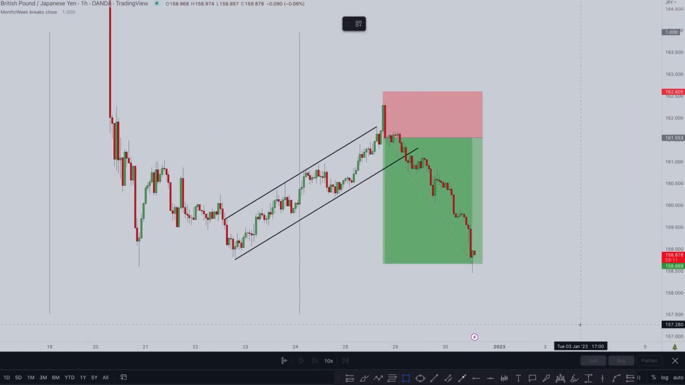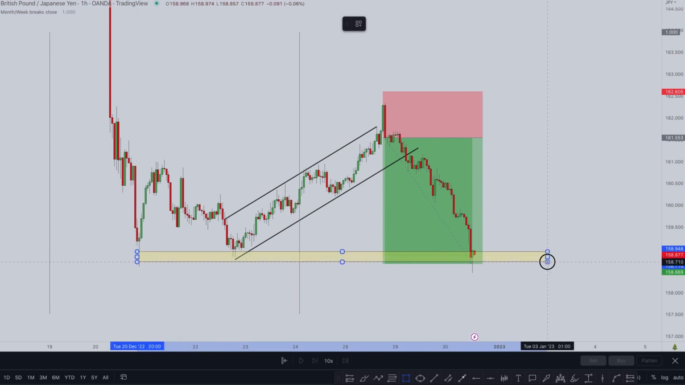Price came to hit the take profit level. We knew exactly where we were taking profit. This was the 90% area of this pattern, right? So this was just also a simple trade.